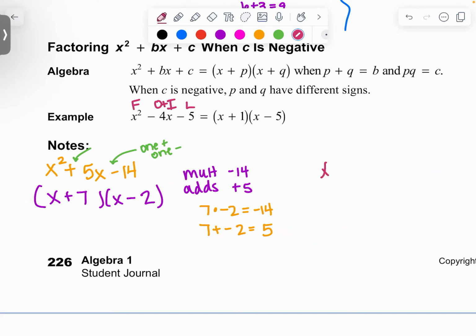Okay, one more together. X squared plus 5x minus 14. Write it down.